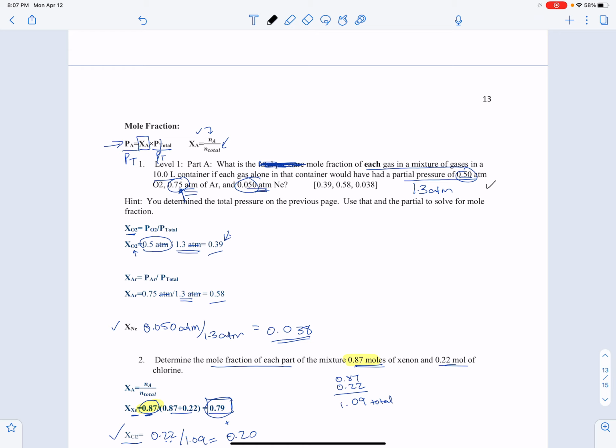And then here's some practice using this equation. If you know the partial pressure, and that little label on the bottom tells you whose partial pressure it is, and if you know the total pressure, you can also get to the mole fraction, or you can get between any of these different little variables that way.